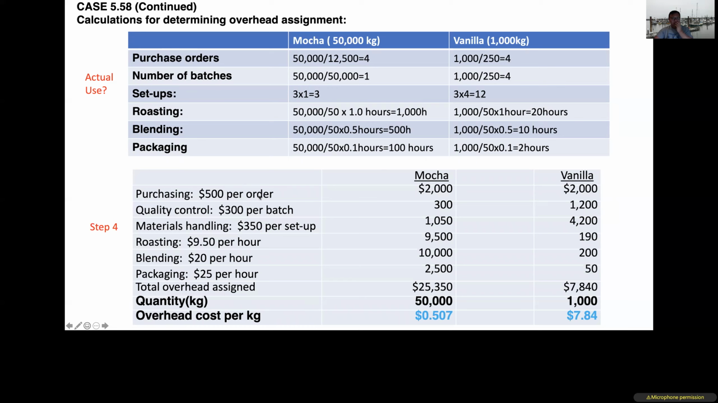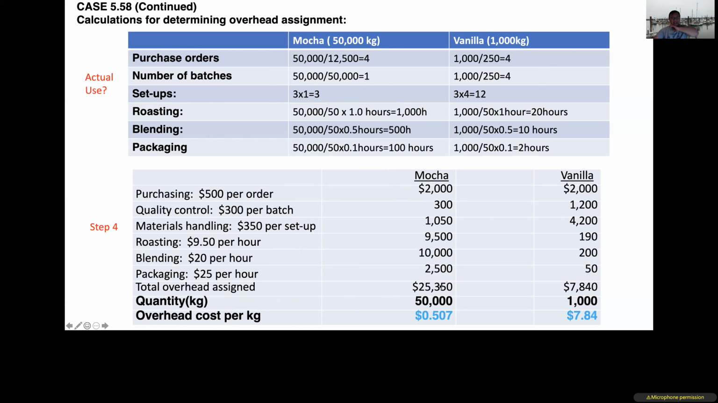So for example, per order cost 500. I need 4 orders for Mocha and 4 orders for vanilla. So 4 times 500, the cost will be $2,000 for each. Okay, so I'm going to need 1 batch for Mocha and 4 batches for vanilla. So 1 batch for Mocha will be 300, and 4 batches will be 1,200. So in the same idea, you just apply the actual use of the driver and multiply it by the standard rate. You figure out what is the allocated cost.